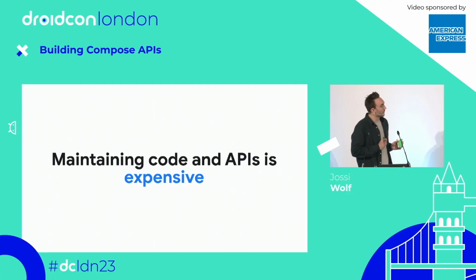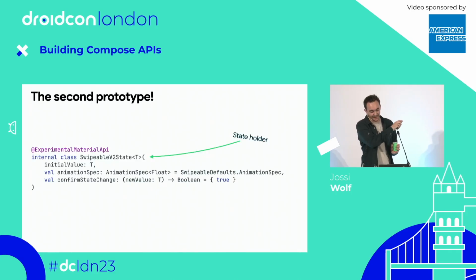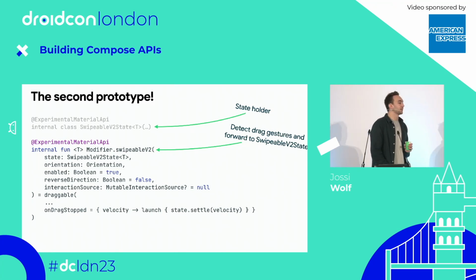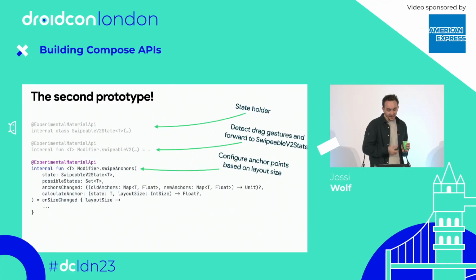Maintaining code and APIs is really, really expensive. And I want to show some more of the progression of how we went from Swipeable to Swipeable v2, which is where we're at now. So we ended up having this state holder and then a modifier that lets us detect drag gestures and dispatch those deltas to the Swipeable v2 state holder. And then we also said earlier on that we wanted to support layout-dependent anchors. So let's get back to that.